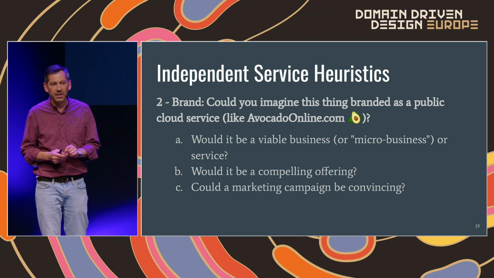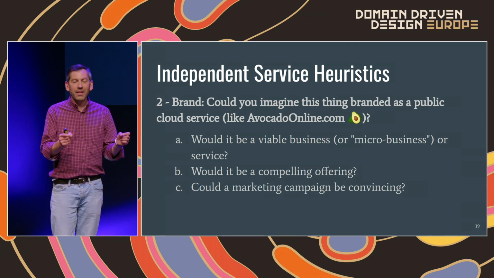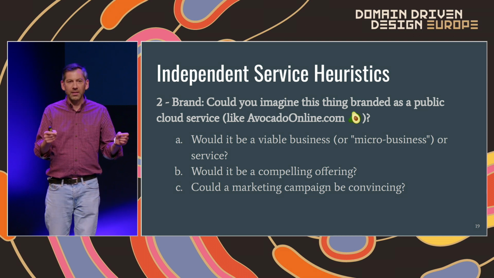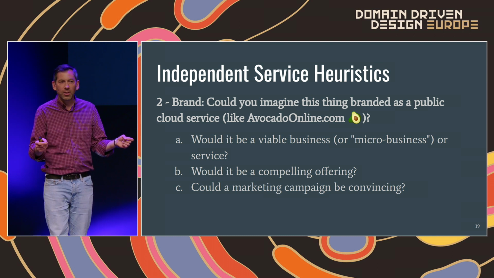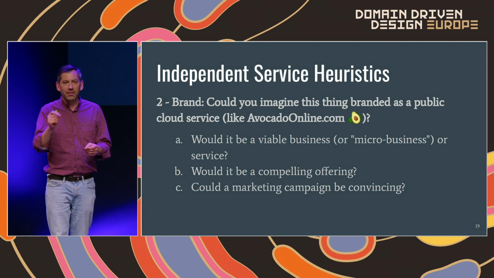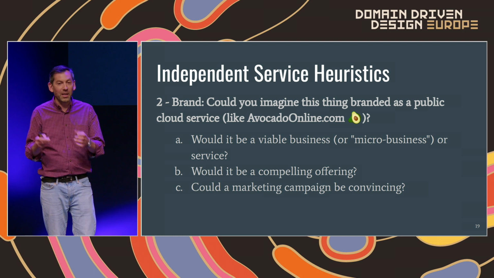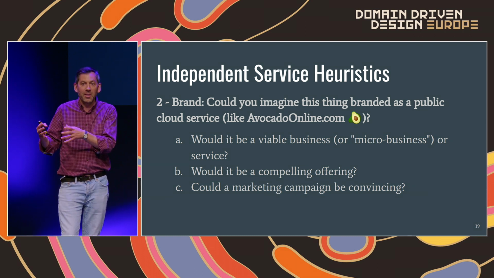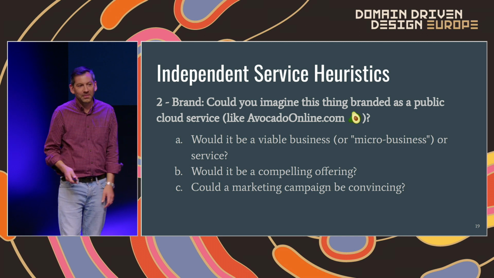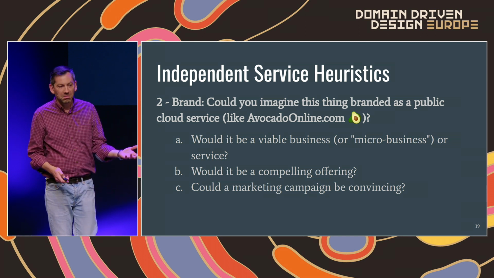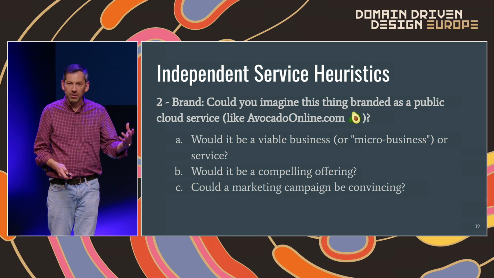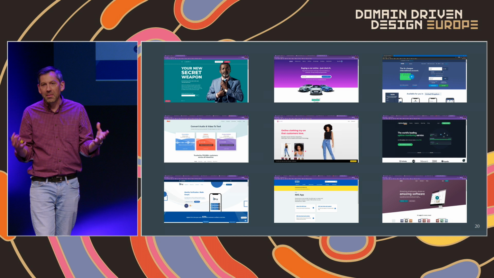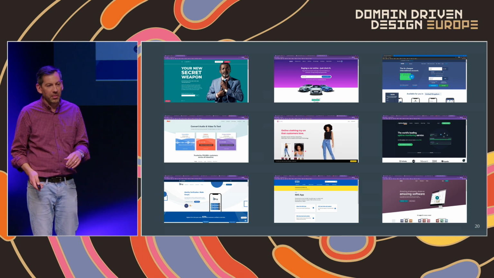The second heuristic is this, around brand. Could you imagine this thing being branded as a public cloud service? So let's say there's a website called avocadoonline.com. And it's got a nice little icon there of an avocado, and they provide data set preparation for machine learning as a service. Would it be a viable business model? Would it be a kind of compelling offering, and so on? Starting to think about it in these terms. So let's have a look at some examples of what I mean by a kind of cloud service. There's a whole bunch of them here.